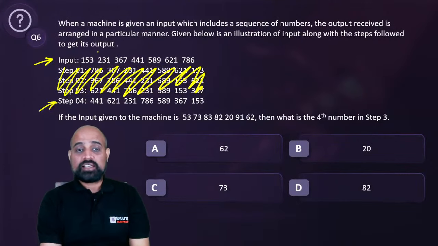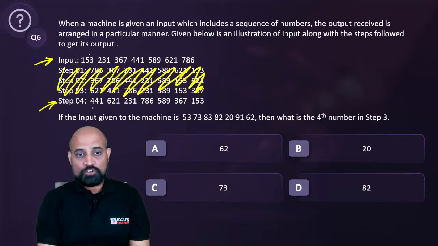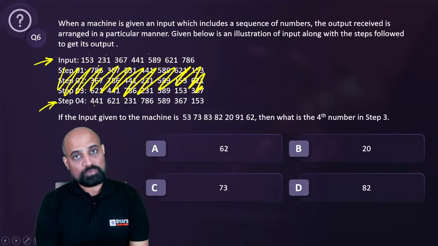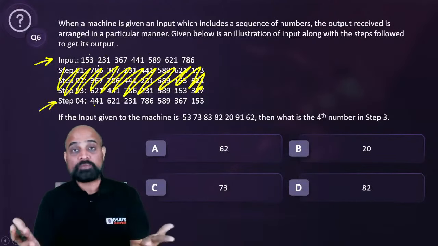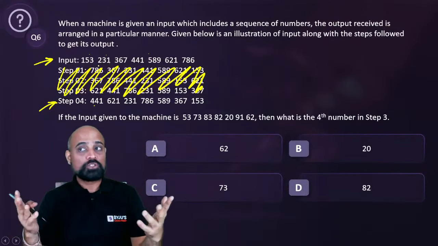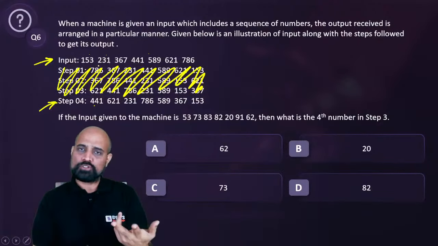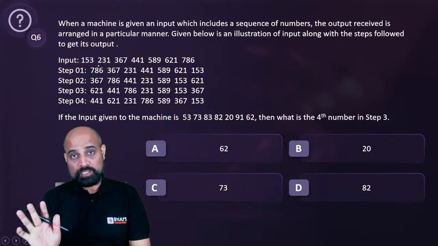What I'm trying to say is the numbers that you see here, 153, 231, 367, 441, क्या आपको सेम वही नंबर्स लास्ट में भी दिख रहे हैं? 441 yes, 621 yes, 231 बिल्कुल, 786 बिल्कुल, 580, so we have the same numbers. That means there is no calculation happening, it's only the arrangement happening. If the fourth step would have given us completely new numbers, तो हम लोग बोलते बीच में कुछ कैलकुलेशन हो रहा होगा, स्क्वायर होता होगा, हाफ होता होगा, स्क्वायर रूट होता होगा, कुछ तो होता होगा. So there only the arrangement is happening, the sorting happens.